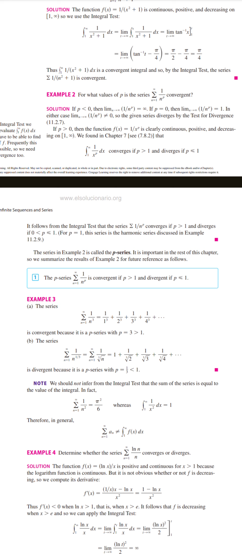For P equals 1, the series is the harmonic series discussed in example 11.2.9. The series in example 2 is called the P series. It is important in the rest of the chapter, so we summarize the results of example 2 for future reference as follows. 1. The P series, the sum from n equals 1 to infinity of 1 over n to the power P, is convergent if P is greater than 1 and divergent if P is less than or equal to 1.